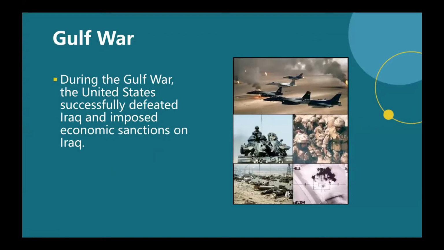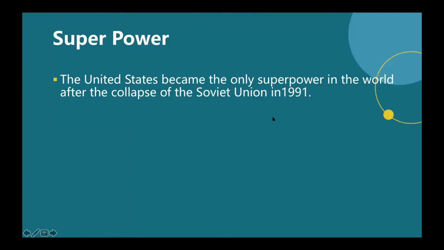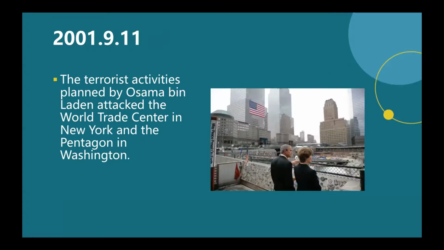This is the Gulf War. During this war, the United States successfully defeated Iraq and imposed economic sanctions on Iraq at that time. And then in 1991, the U.S. became the only superpower in the world after the collapse of the Soviet Union. So we know that after the Soviet Union, many countries rose up, like Kazakhstan, and many countries on the west of China. They just rose up. They don't care about the USSR anymore. They separated from Russia.